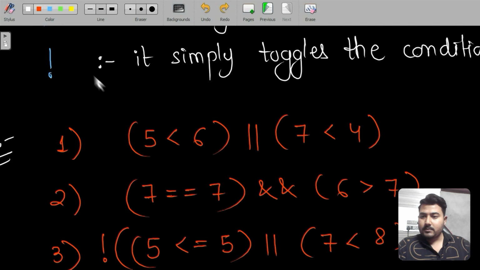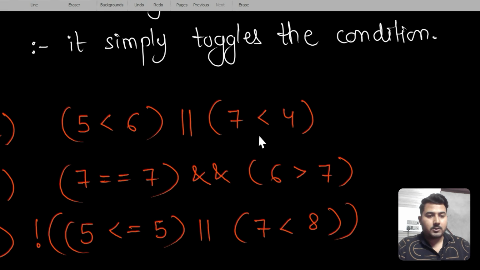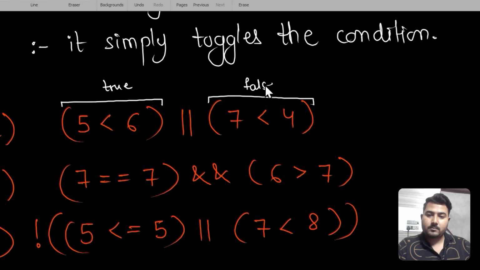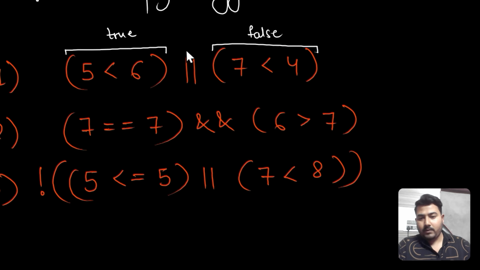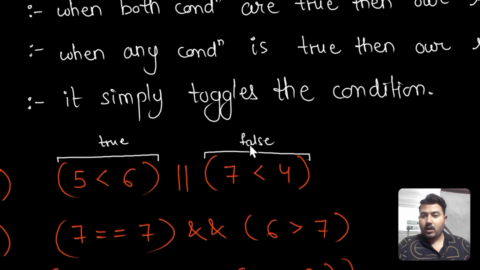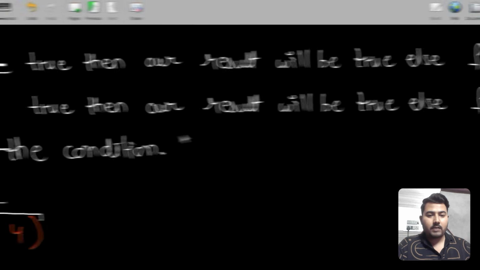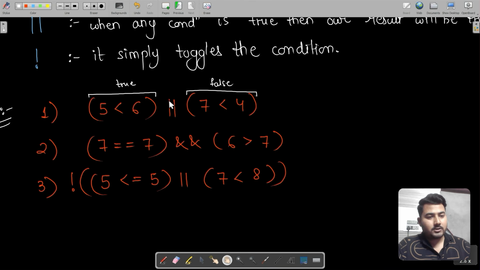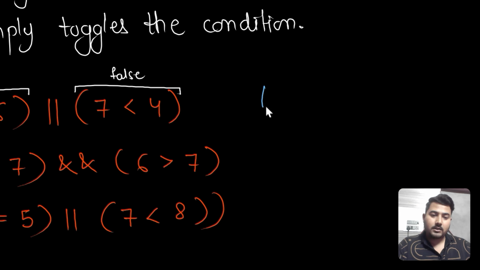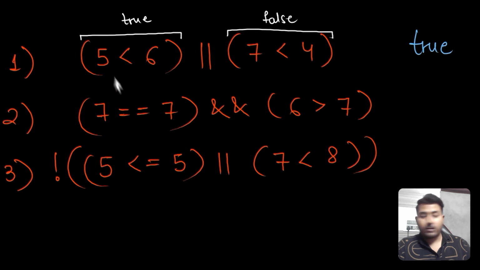So as we can see, in the first equation, this particular part, 5 less than 6, is true only. This one is false. And in between, we have an OR operator. According to our definition, when any of the conditions is true, then our result will be true. Is any of the conditions true? Yes, one condition is already true. If one condition is true, our answer will be true. So in this case, our result will be true only. Okay. What about the next one?